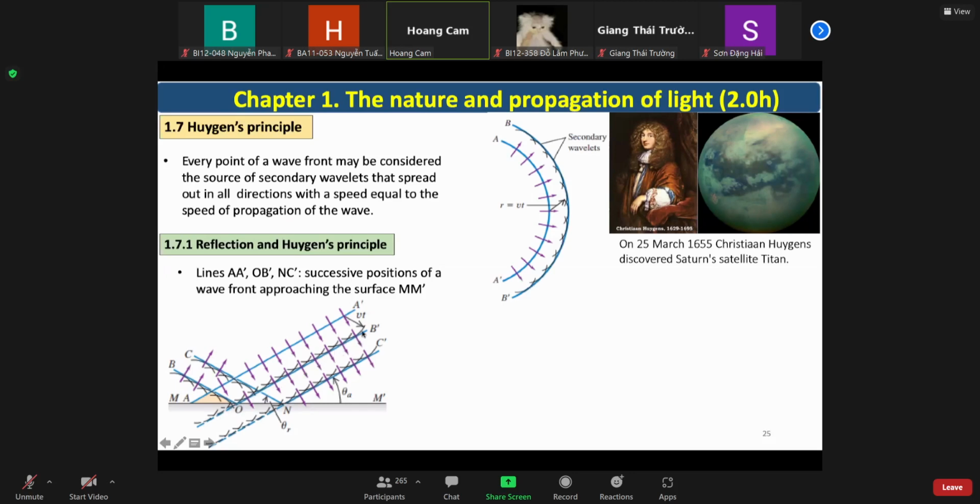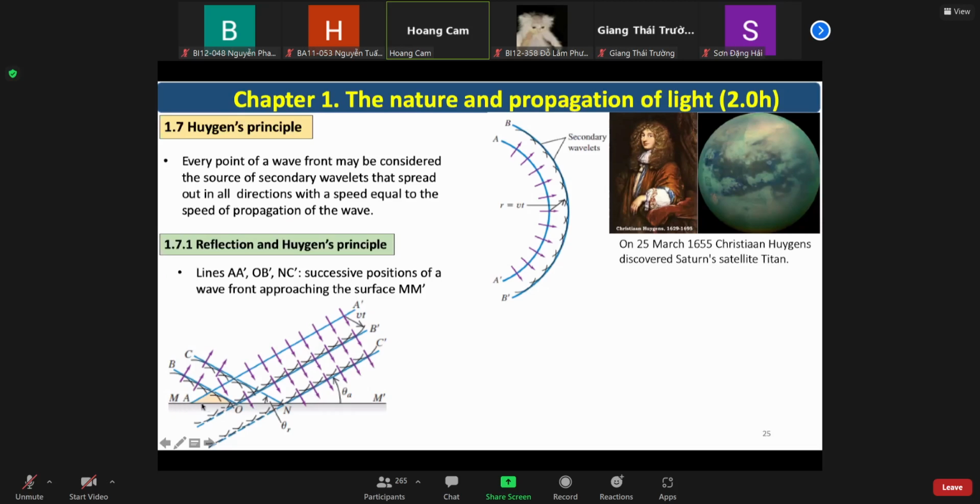Similarly, each point on the wavefront OB prime generates a new wavelet, and then you have the wavefront NC prime. The velocity at which the points on each wavefront spread the new wavelet is v. From the original point it makes a new wavelet with radius Vt, V times t, because it travels at velocity V, so after some time t you get a wavelet of radius Vt.